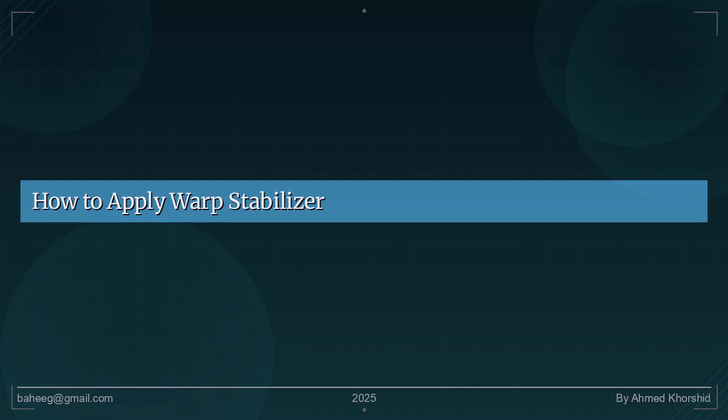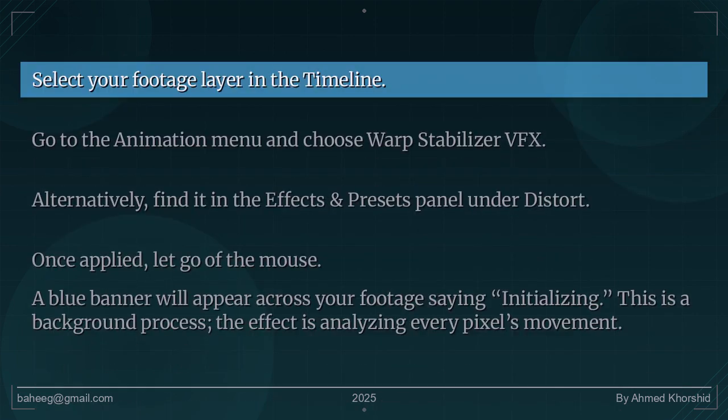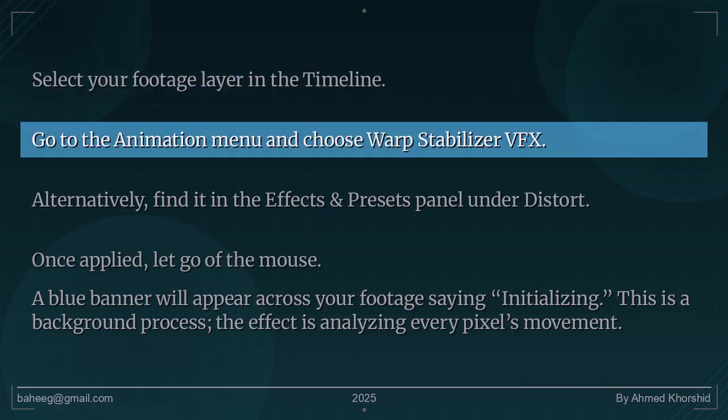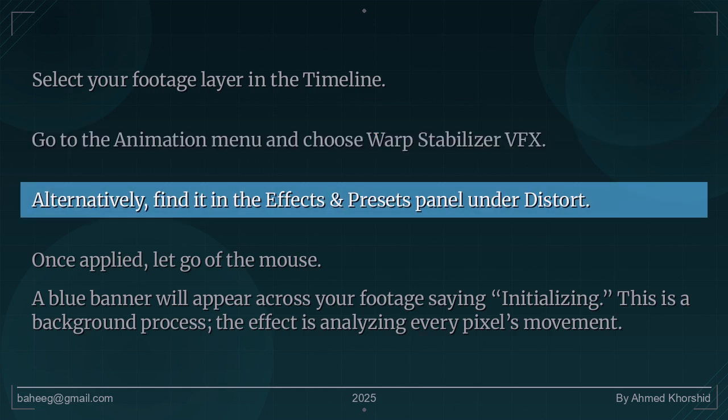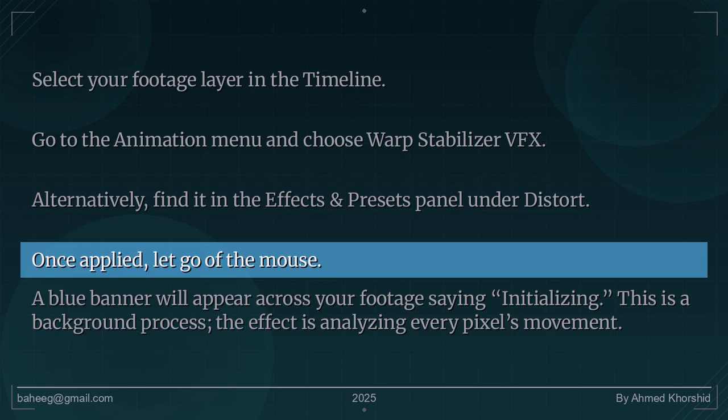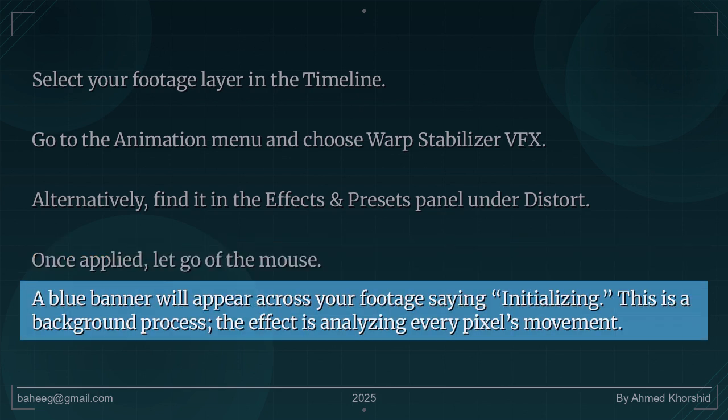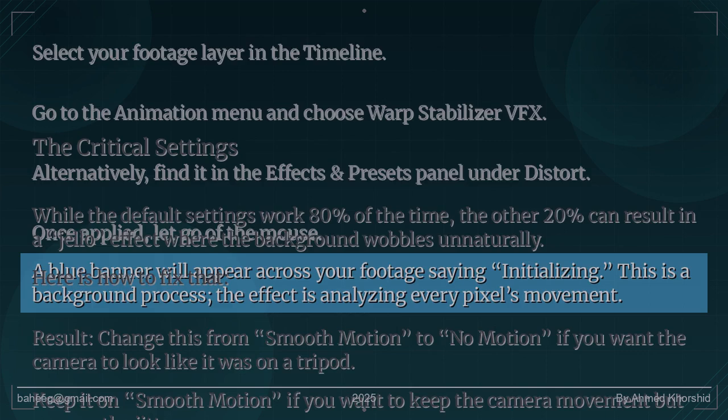How to apply Warp Stabilizer. Select your footage layer in the timeline. Go to the Animation menu and choose Warp Stabilizer VFX. Alternatively, find it in the Effects and Presets panel under Distort. Once applied, let go of the mouse. A blue banner will appear across your footage saying Initializing. This is a background process. The effect is analyzing every pixel's movement.